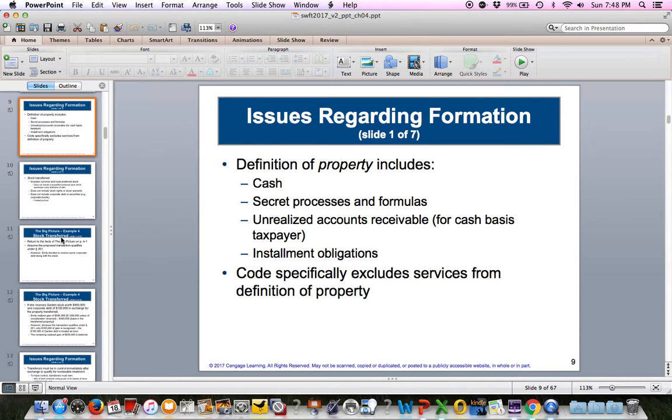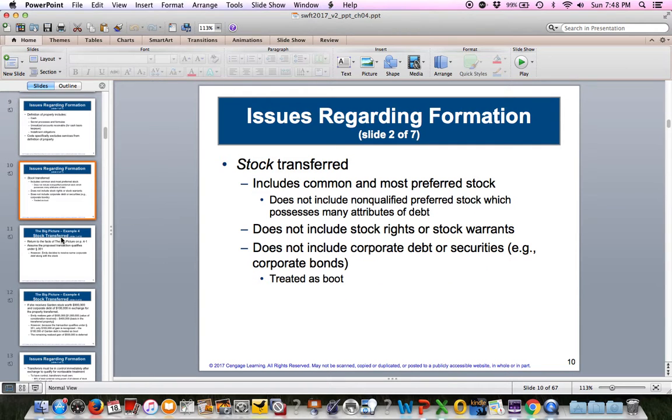So in terms of just forming a corporation, just some issues to think about that we need to be aware of. It says here that the definition of property is cash, a secret process or formula, unrealized accounts receivable, which are for cash basis taxpayers, and installment obligations. The code specifically excludes services from the definition of property, so we don't look at services. Stock transferred can include common and most preferred stock.